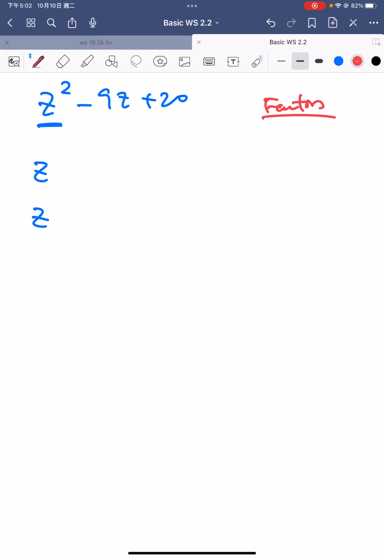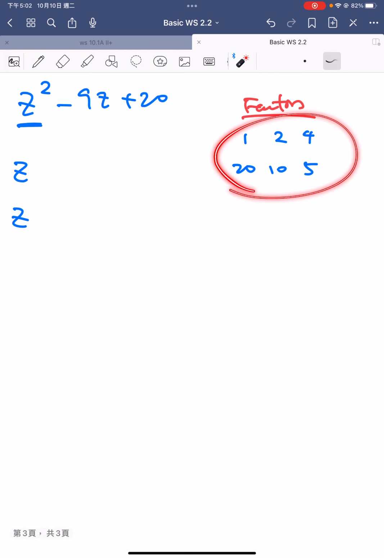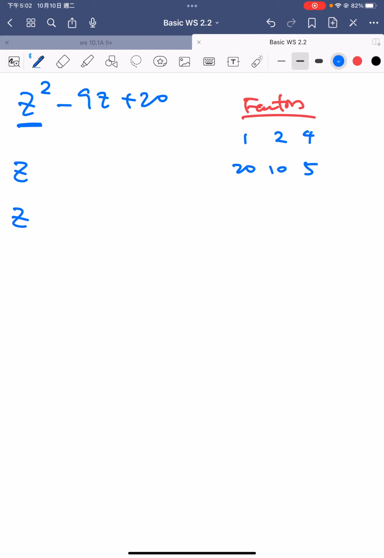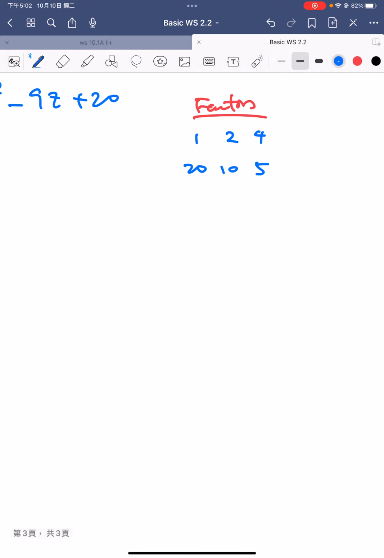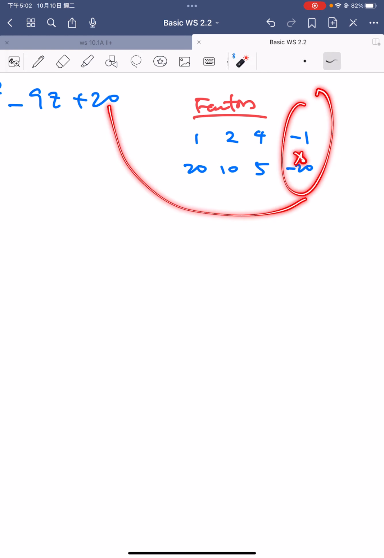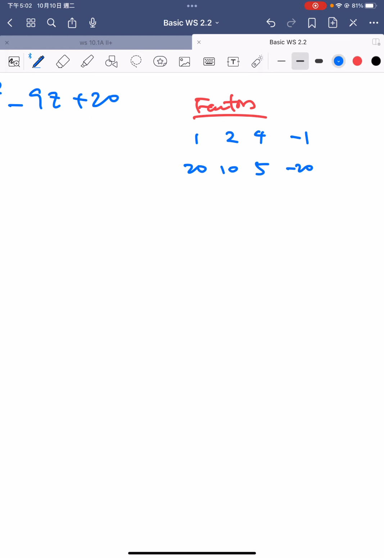For the factors, we have 1 and 20, then 2 and 10, 4 and 5, isn't it? But if you think about it, these are all positive numbers, and two positive numbers added together will never give you the negative. So we need to consider the negative case. We have negative 1 times negative 20. These two negative numbers multiplied together will give you positive 20, so this is correct. Then we have negative 2, negative 10, negative 4, negative 5.